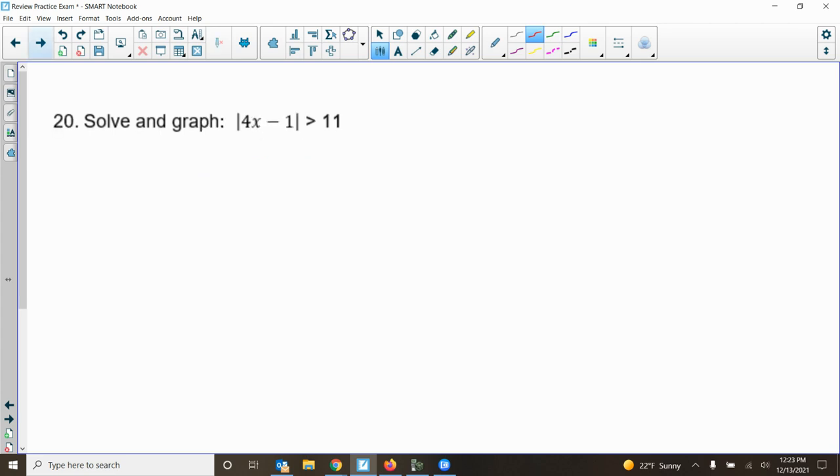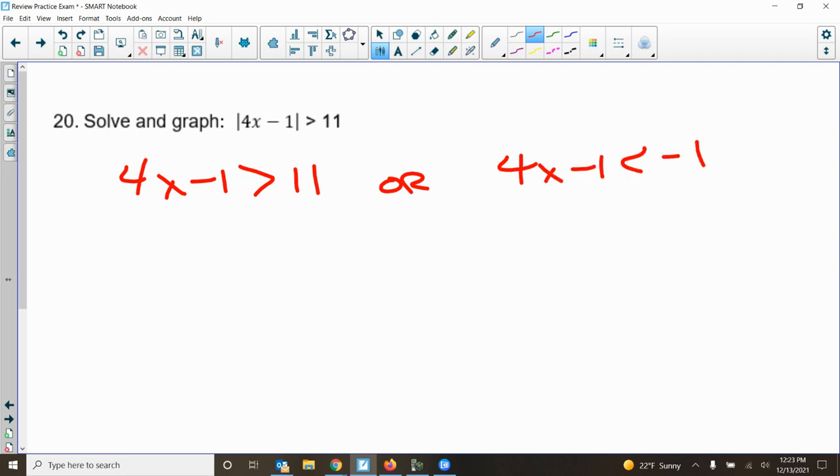Here we go, number 20, the last question of the day. If the absolute value of 4x minus 1 is greater than 11, you got two choices. Either 4x minus 1 is bigger than 11, or it's less than -11. It's either farther to the right of 11, or farther to the left of -11. Those are your two choices. So either 4x minus 1 is greater than 11, or 4x minus 1 is less than -11. Does that make sense?